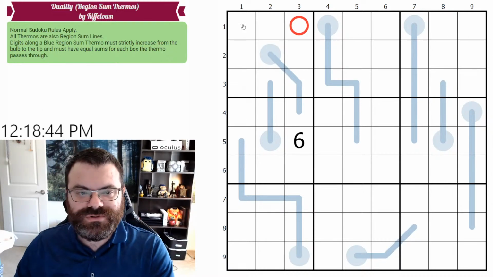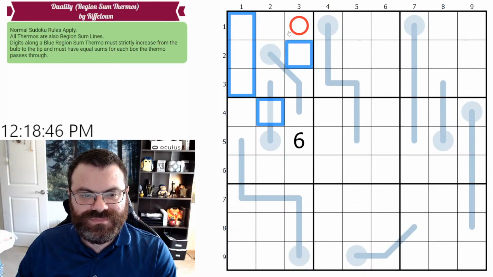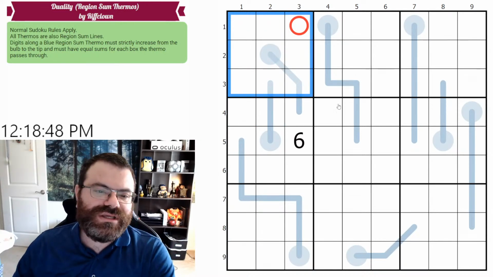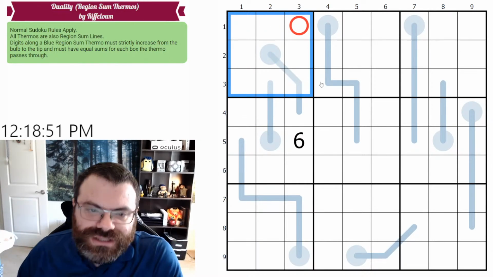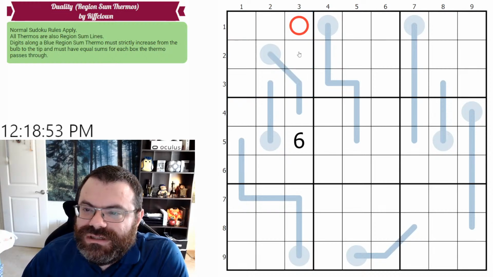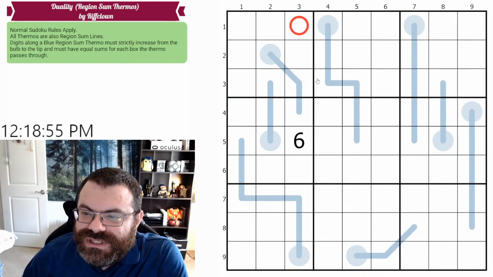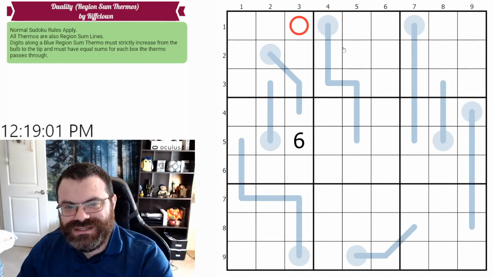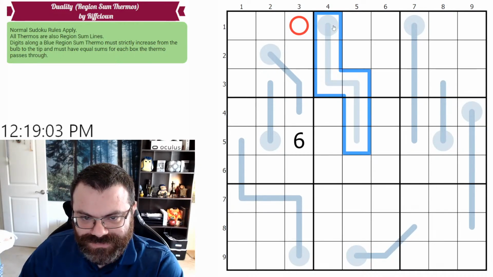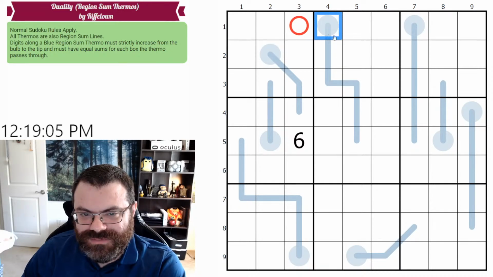We have normal Sudoku rules, which means in every row, every column, and every box, we are putting the digits 1 to 9 exactly once each. All thermos are also region sum lines. That's a neat idea. Thermos, first of all, from the bulb end, the circle is the bulb end, they have to strictly increase.